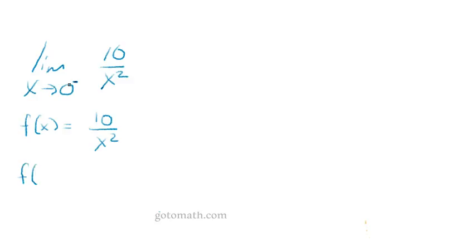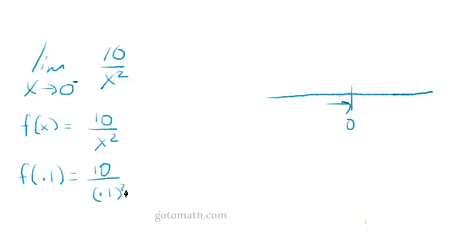So if we're coming in from the left at 0, let's say here's a number line, here's 0, we're coming in from the left, choosing values that get closer and closer to 0. So we might want to choose, for example, negative 0.1. Plug that in, see what we get. Then plug in negative 0.01.